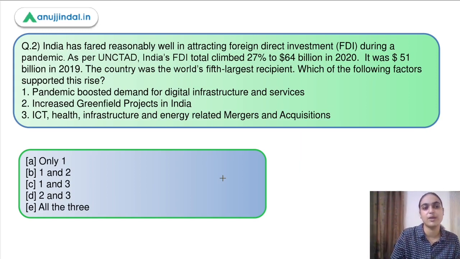Moving on to question number 2, it says India has fared reasonably well in attracting the FDI during the pandemic. As per UNCTAD, India's FDI total climbed 27% to $64 billion in 2020, which was $51 billion in 2019. The country was the world's fifth largest recipient. Which of the following factors supported this rise?